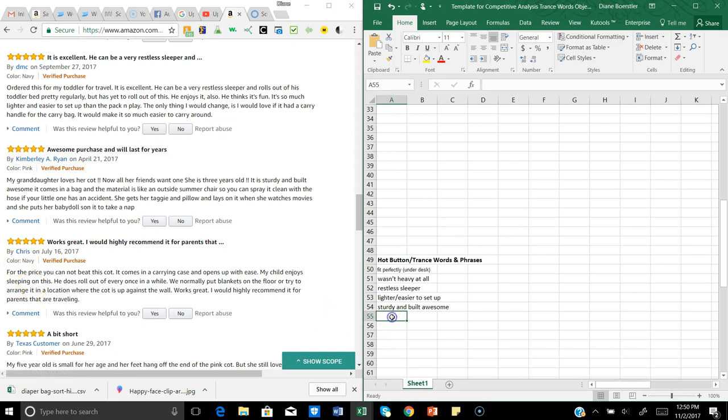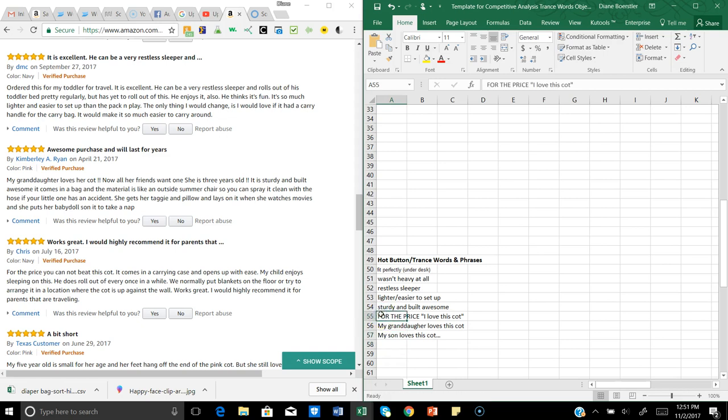For the price, that's a big one. So someone said for the price. I love this cot. A lot of people have also said, my granddaughter loves this cot. My son loves this cot. So you want to look for things like that. Loves is a big word. These people like the word loves. Loves this cot. So you're going to want to use this. Kids love this cot.